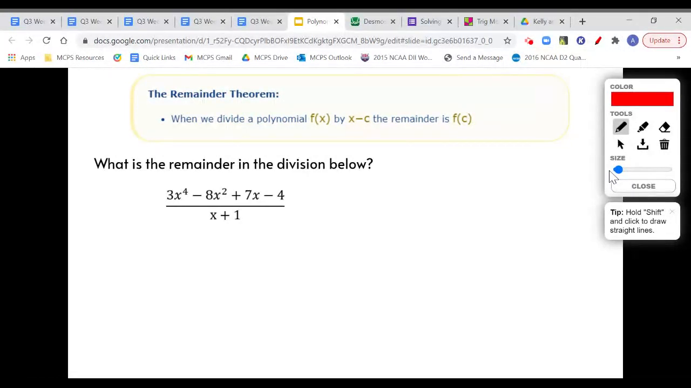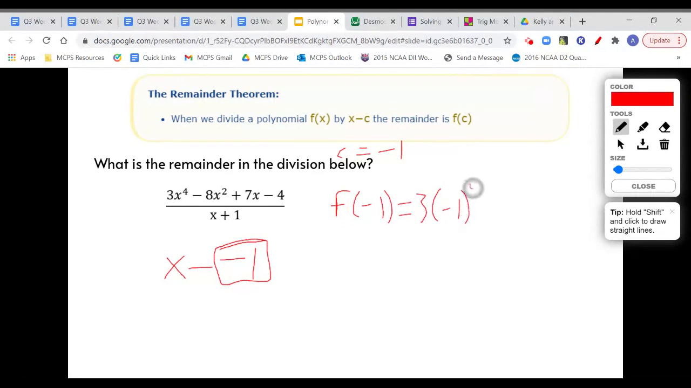Okay, so in this example, when I rewrite my denominator as a subtraction, that would be x minus -1. What that indicates to me is -1, that's the number that I am subtracting, so that is my c. That means that in order to determine the remainder, I'm going to find f of -1. So I have 3 times -1 to the fourth minus 8 times -1 squared plus 7 times -1 minus 4.